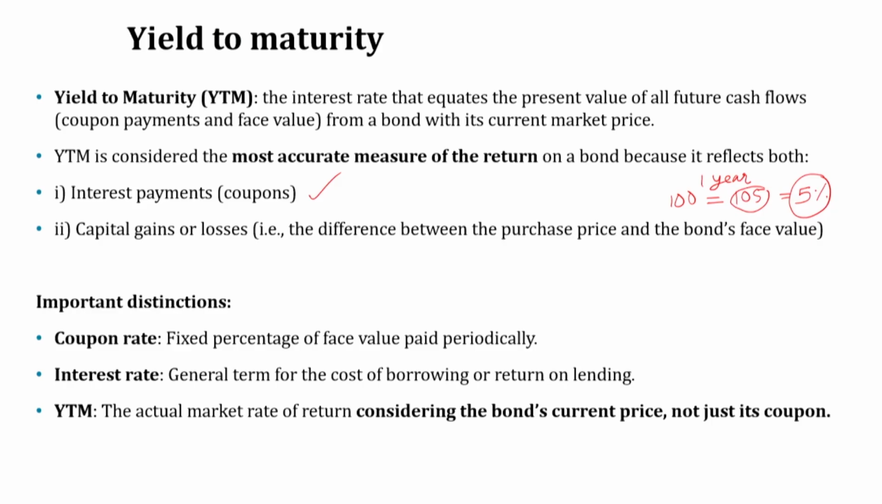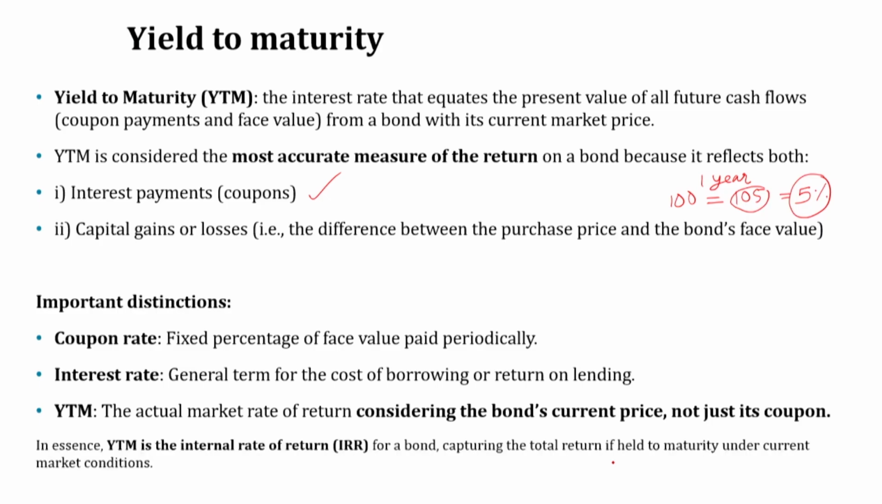Then the interest rate is the general term for the cost of borrowing or return on lending. The yield to maturity is the actual market rate of return considering the bond's current price, not just its coupon. So in essence, the YTM is the internal rate of return for a bond, capturing the total return if held to maturity under current market conditions.